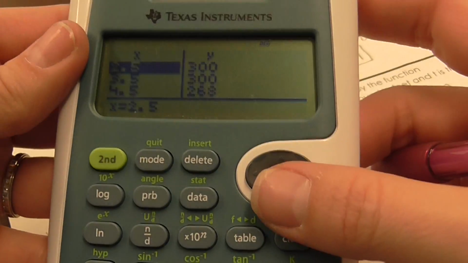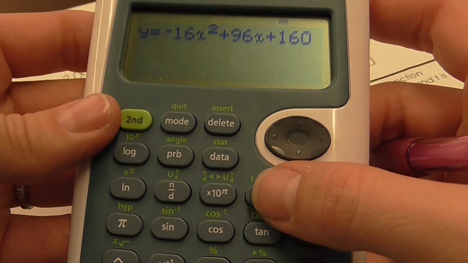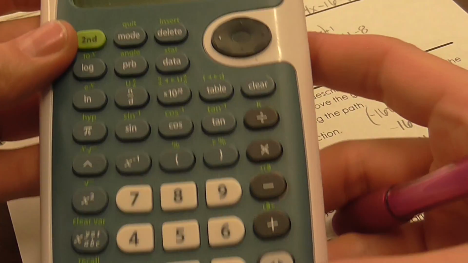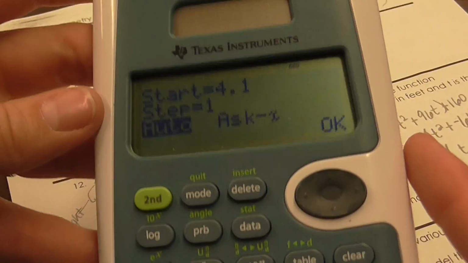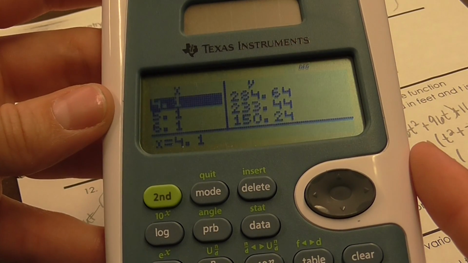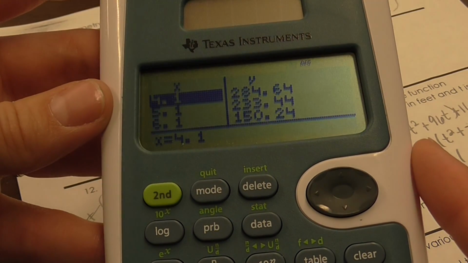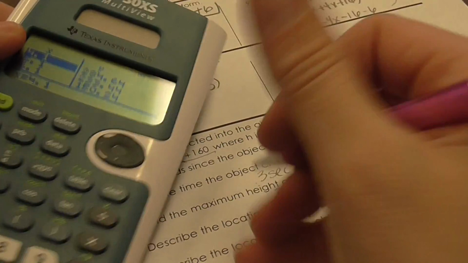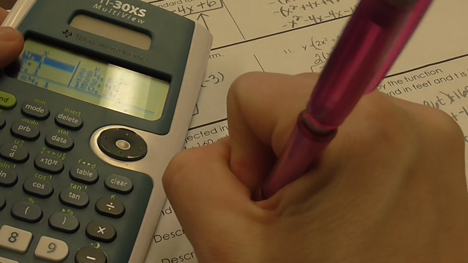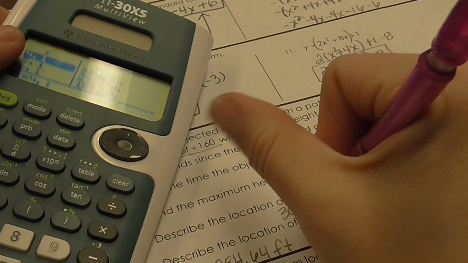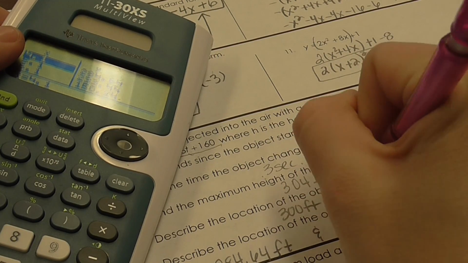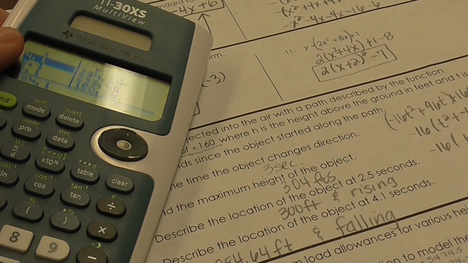Alright, so then it asks about what about at 4.1 seconds. So I don't have to change anything, I just do 4.1, enter, enter, enter, and that's going to be 284.64 feet. So it's 284.64 feet in the air and falling because it's past the vertex.